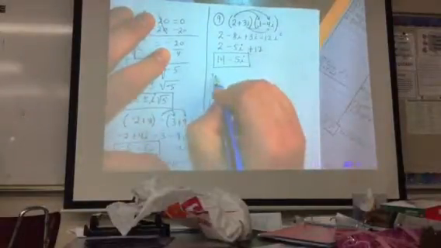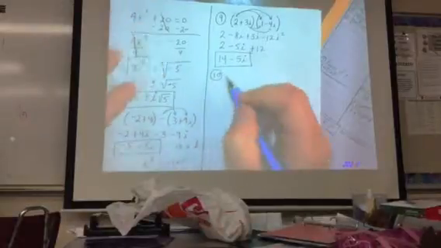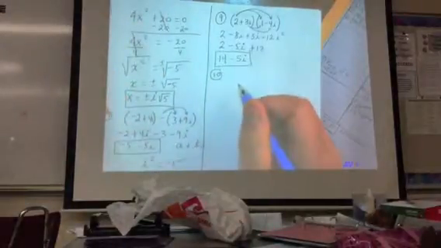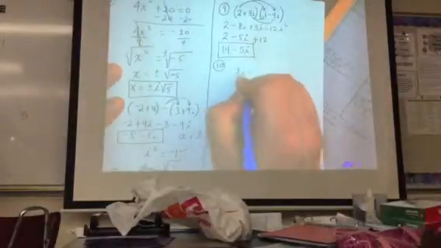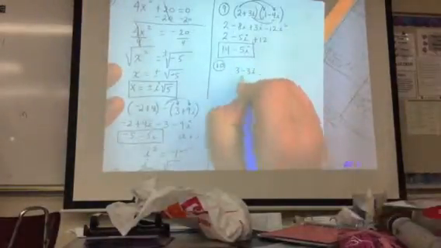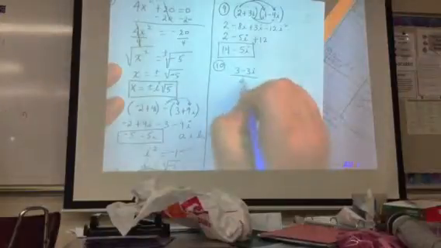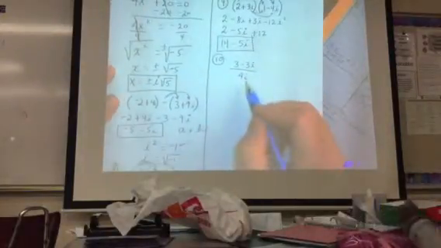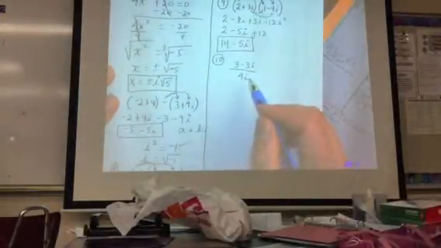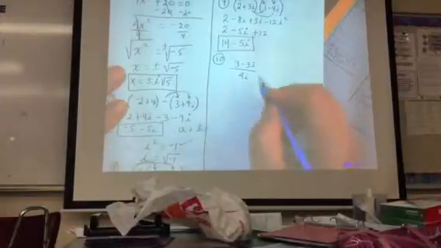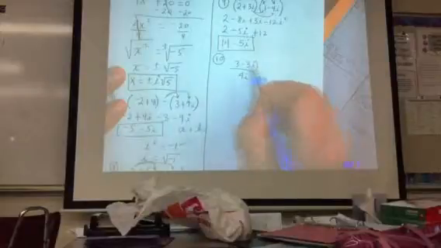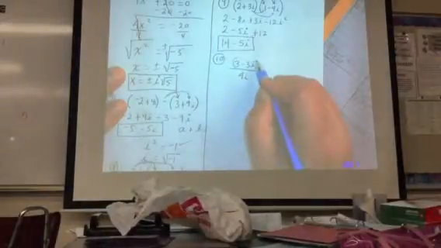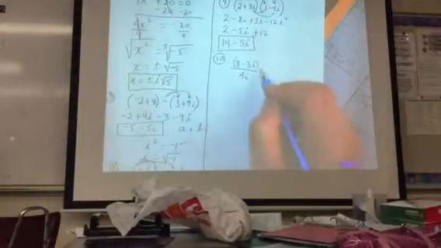Number 10. They're asking you to write this in standard form. The major problem with this is you've got an i in the denominator. i is irrational. Rationalize the denominator. All you've got to do is multiply the denominator by i. But if you do that, you have to promise to multiply the top by an i. So I put a parenthesis around the top, and I multiply by i.